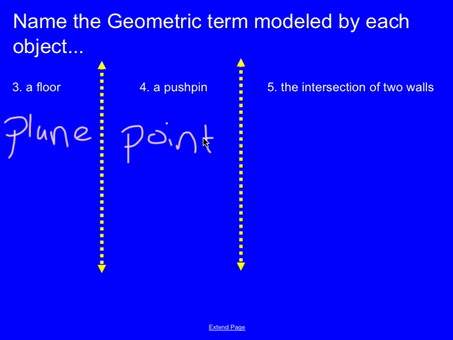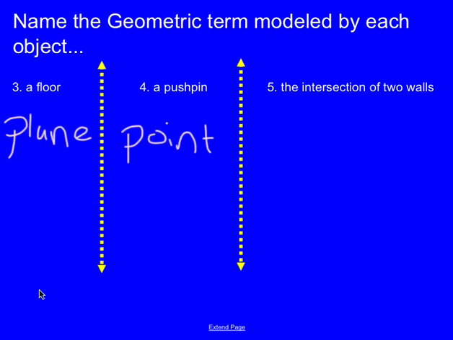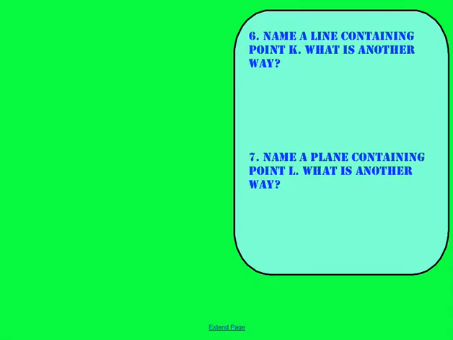And finally, the intersection of two walls. If you think back to what we just talked about, two walls are going to be planes, right? Well, we're talking about the intersection of those two planes. And just right before this, we talked about how two planes intersect at a line. So if you look at the intersection of two of my walls in this room, it's going to intersect at a line.